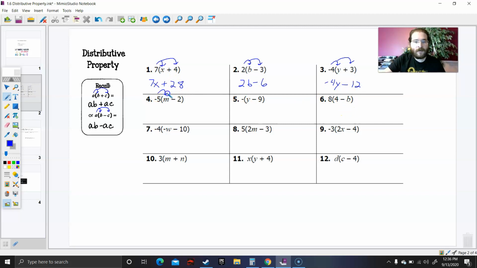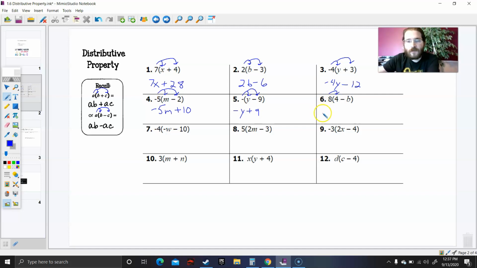All right, negative 5 times m, we get negative 5m. Negative 5 times negative 2, we're going to get a positive number, right? So the negative times a negative is going to be positive, so we're going to get plus 10. Negative 1, so whenever we just have this negative symbol, we're just going to treat that as negative 1, right? So negative 1 times y, we get negative y. Negative 1 times negative 9 is going to get positive 9.